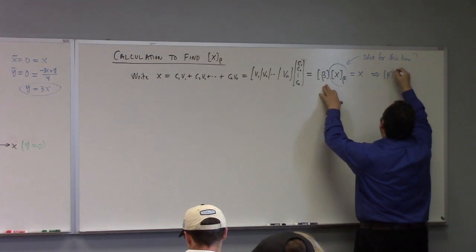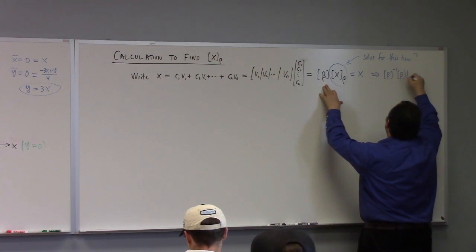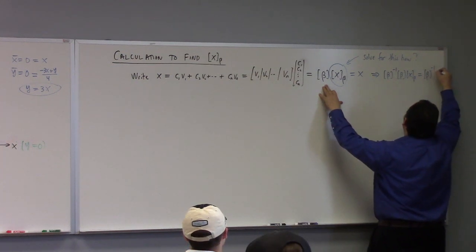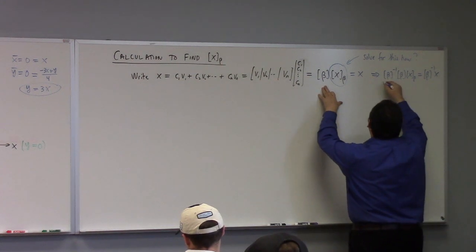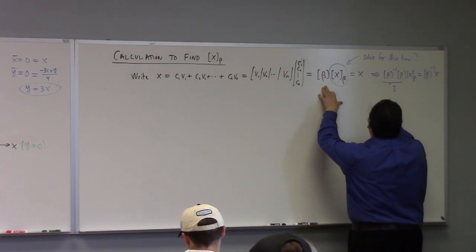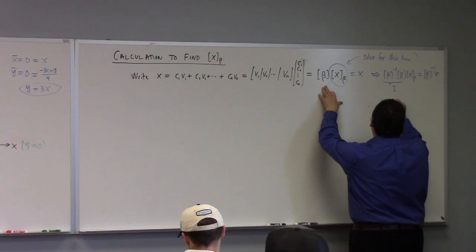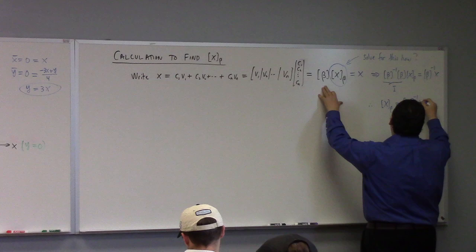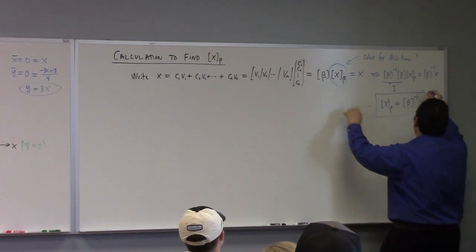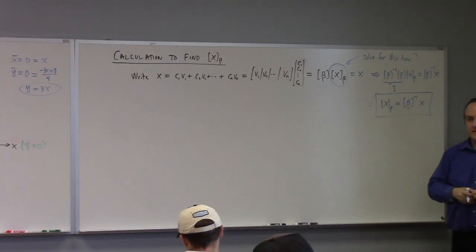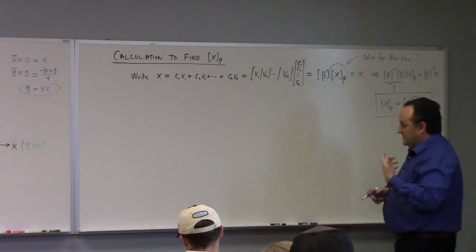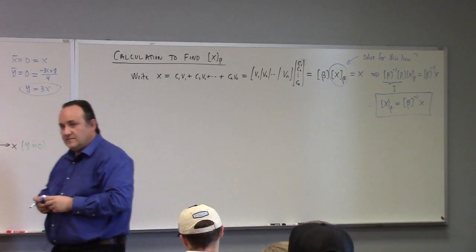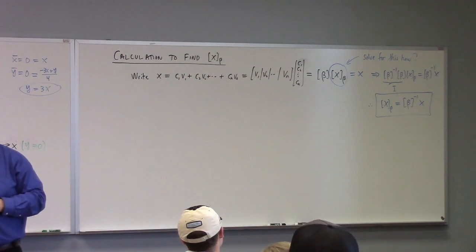So beta inverse times the beta matrix times x beta is equal to the beta inverse matrix times x. This, of course, is the identity matrix. Therefore, we get that the beta coordinates are equal to the inverse of the beta matrix times x. And that is how you do it. To find the non-standard coordinates of x, we simply have to multiply by the inverse of the basis matrix. That's it.